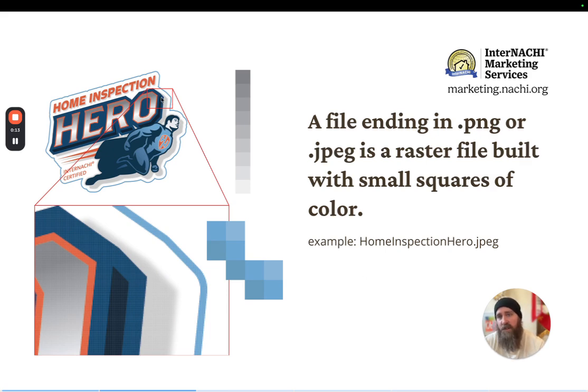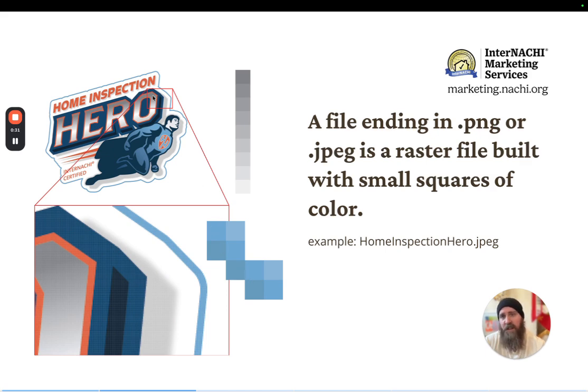So you can see when I zoomed in on Home Inspection Hero up here that the edge starts to get kind of raw and serrated, and that's because it's made up out of pixels. If you zoom in even further on this blue line, you can see that this blue color is made up of a whole bunch of different variations of blue.